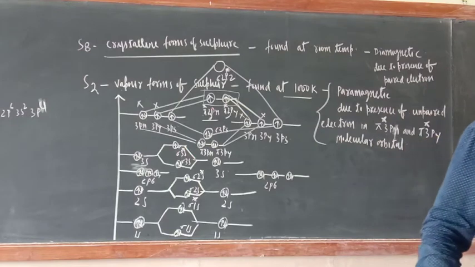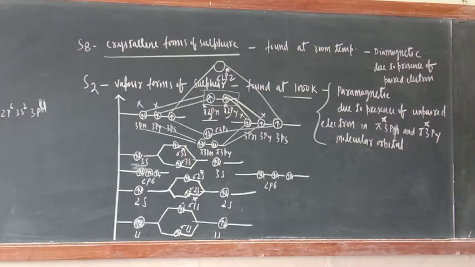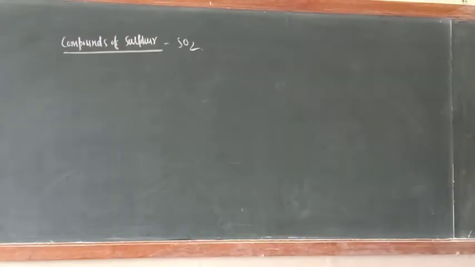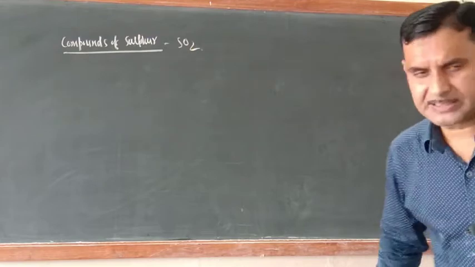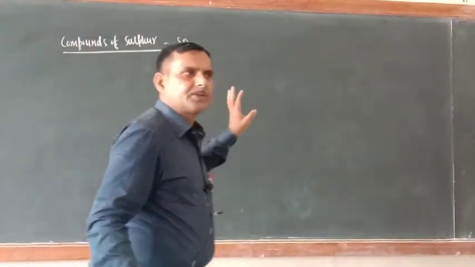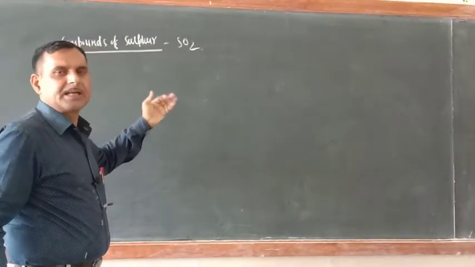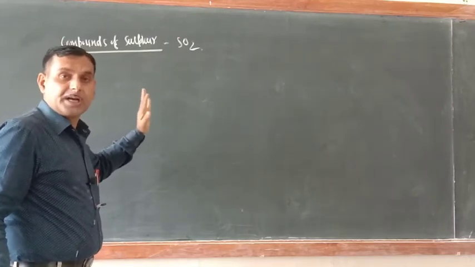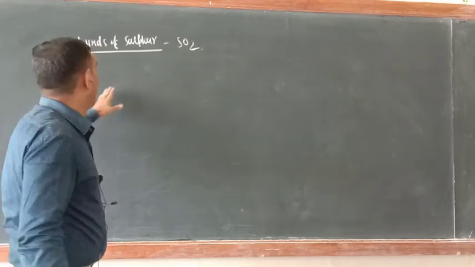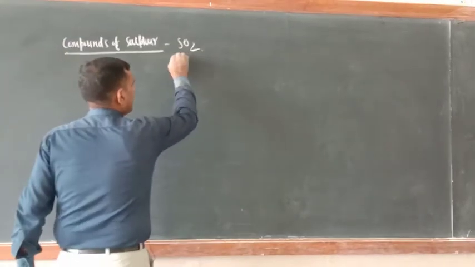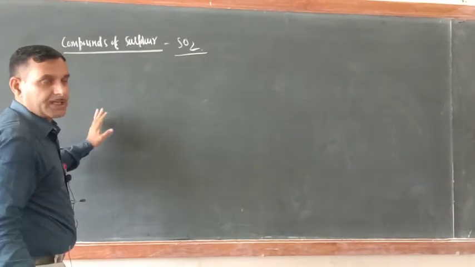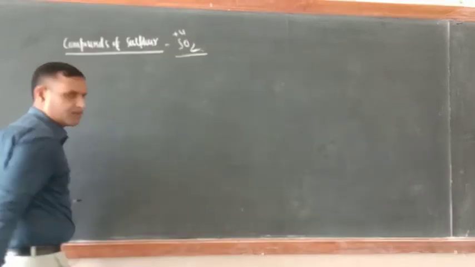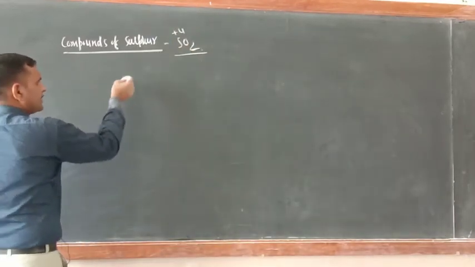The first compound of sulfur is SO2. So dear cadets, don't think that the paramagnetic character of S2 that I explained is out of syllabus. It is there in the NCERT book and there is one question also. One year, I am forgetting the year, they asked that question. Now compounds of sulfur. The first compound of sulfur is SO2, sulfur dioxide. What is the oxidation state of sulfur here? +4.